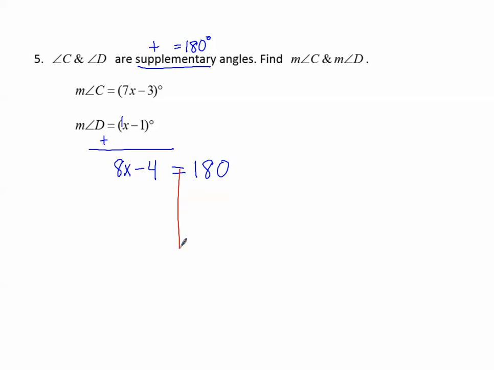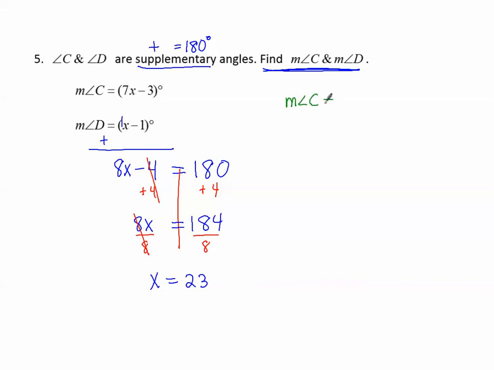Let's solve this equation. Add 4 to both sides. So we get that 8x equals 184. Divide both sides by 8. And we get that x equals 23. Now, they did not say solve for x. They said find the measure of angle C and the measure of angle D. They're expressed in terms of x. So now we have to take this value of x and plug it back in.